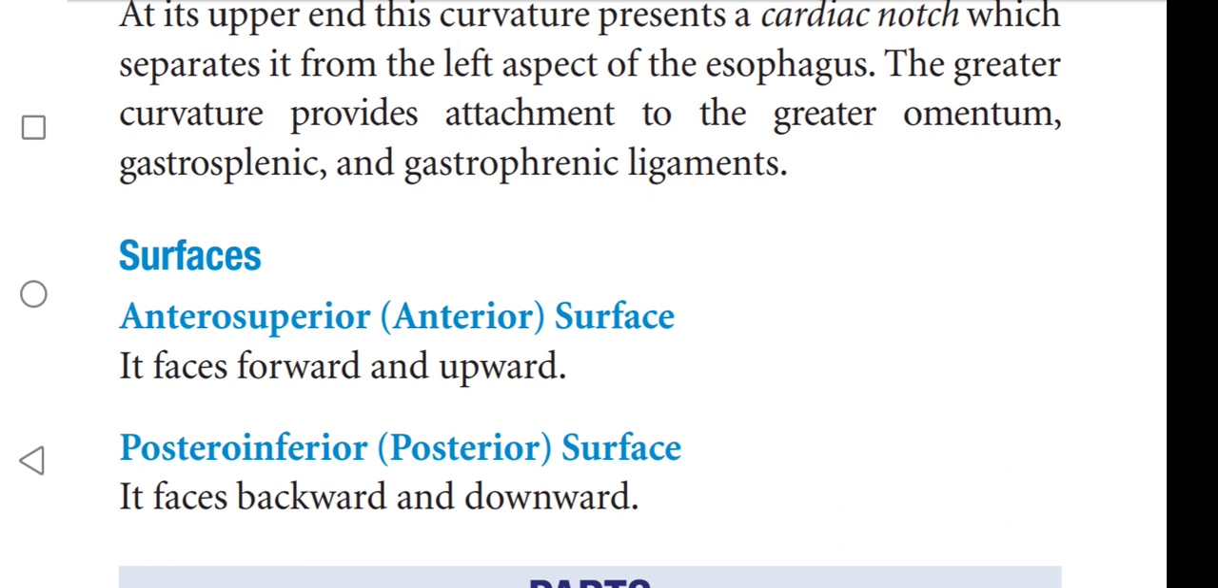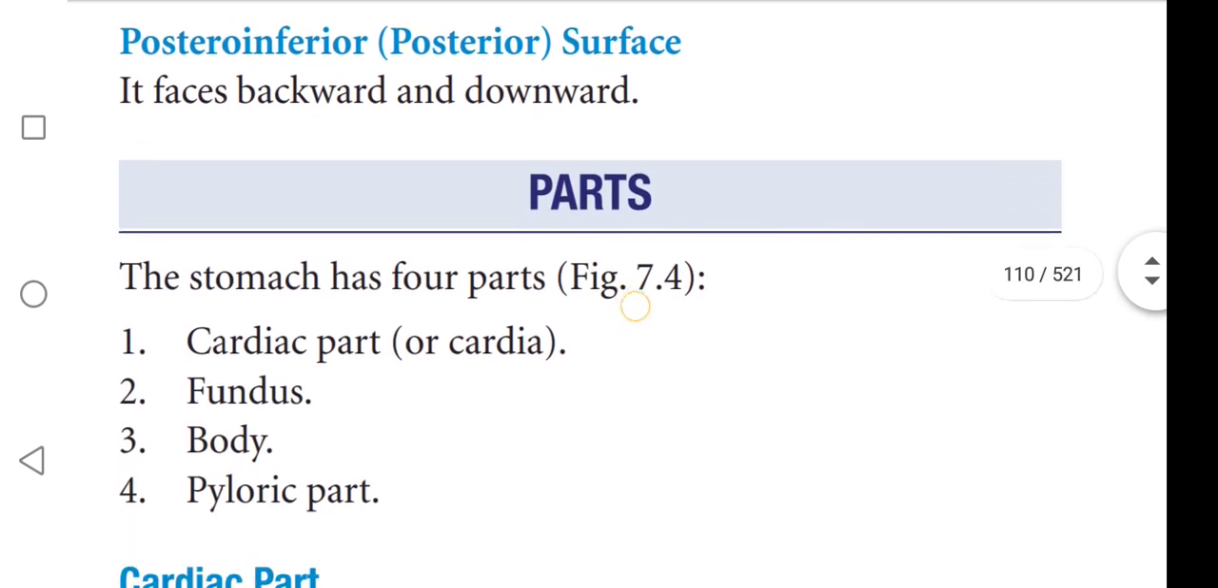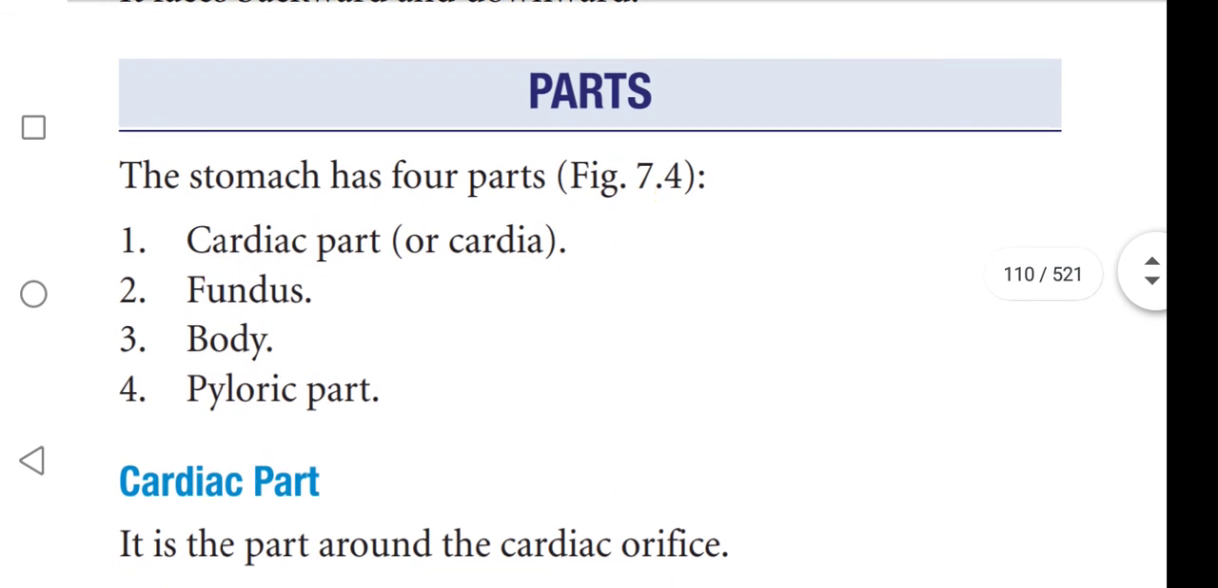Okay guys, in the next video we are going to learn about the parts of the stomach. There are 4 parts: cardiac part, fundus, body and pyloric part. We will see that in the next video.